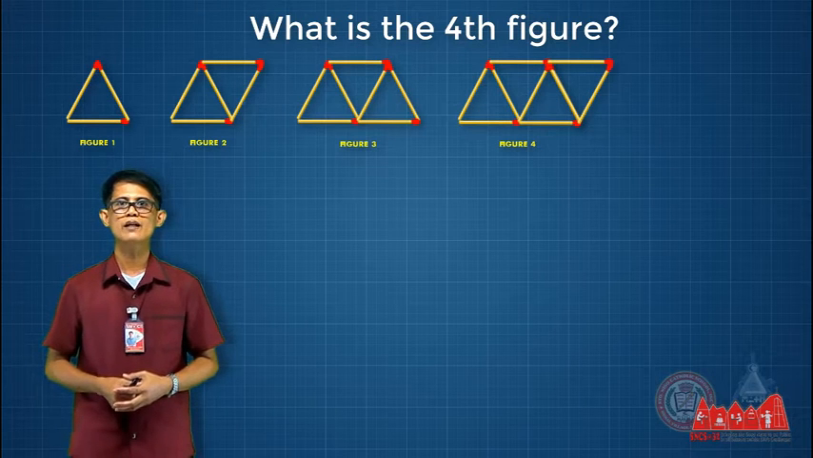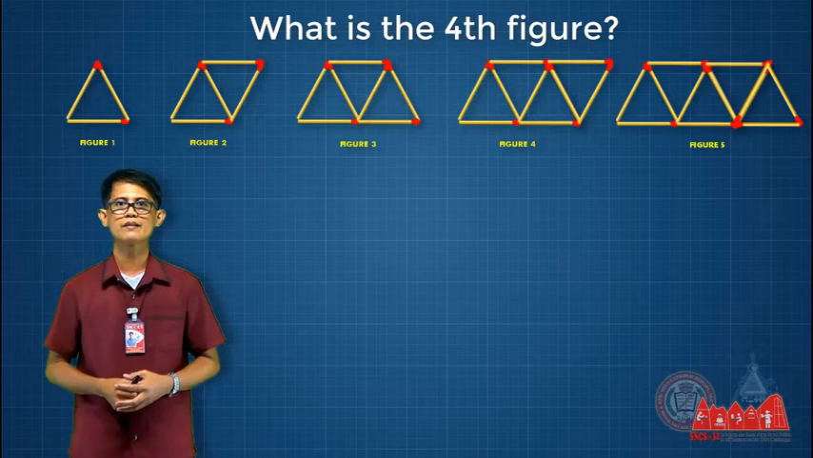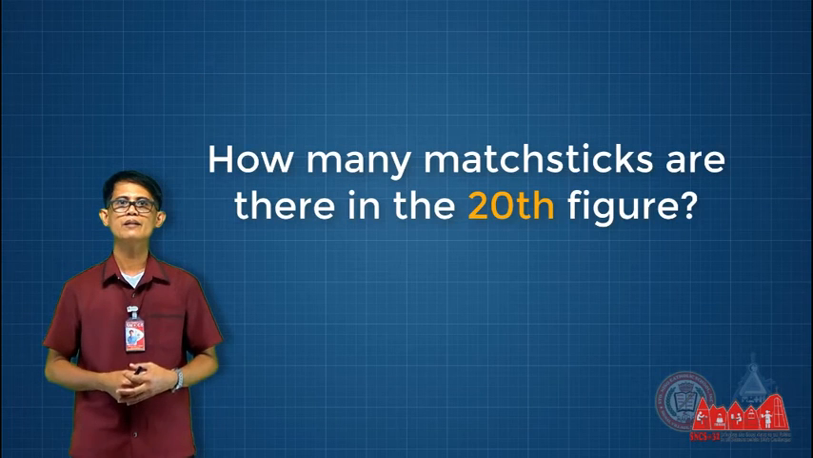If I ask you how many triangles on the fifth figure, it's easy. The answer is 5 triangles. How many matchsticks are there? Just add 2 to the previous 9 matchsticks, so the answer is 11 matchsticks. So it keeps on adding 2 over and over again. Now here's the challenge. How many matchsticks are there in the 20th figure?